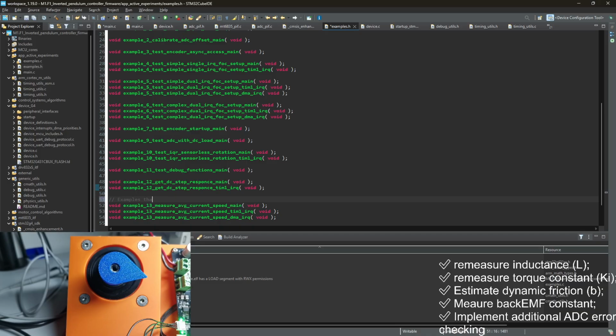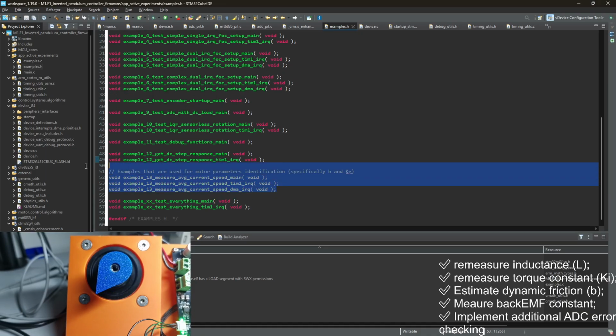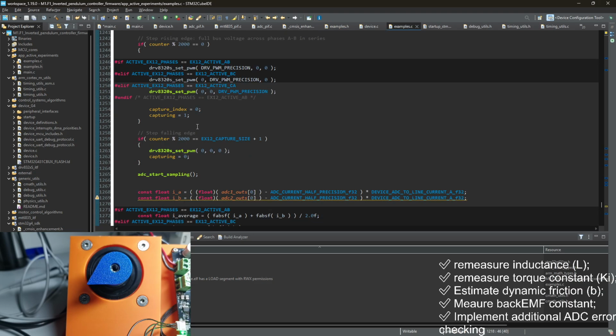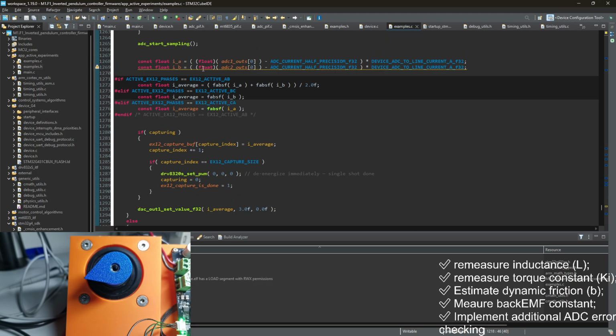Examples that are used for motor parameters identification. Specifically P and KE. Let's implement this. Example 12.